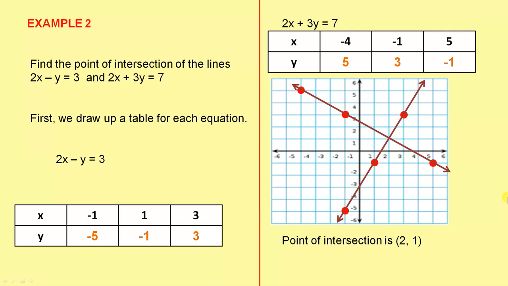So this video has shown us how to find the point of intersection of two equations, and all we have to do is draw up a table for each equation, and then we have to work out some ordered pairs, and then we plot those points on the number plane. We draw each line, and we should clearly be able to see the point of intersection for each one of those lines.